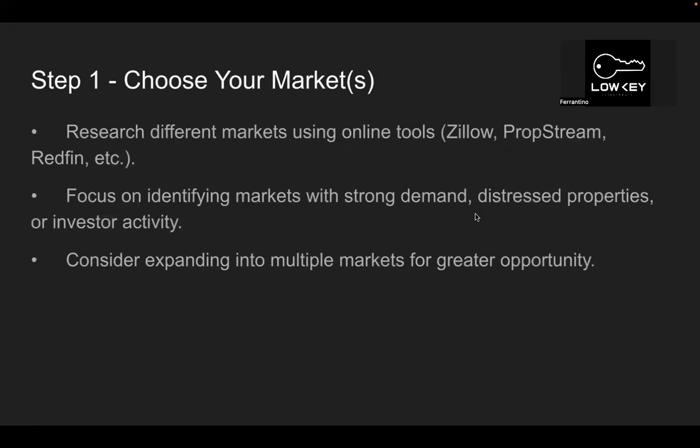Step one, you're going to need to choose your markets. I would choose like one or two markets to get started with, markets that you are very familiar with, or maybe a hometown that you used to live in, or somewhere where you might know people, right? But you can also just research different markets using online tools like Zillow, PropStream, Redfin, Realtor.com, stuff like that. But choose a market or two.